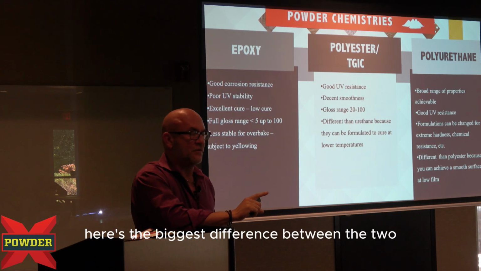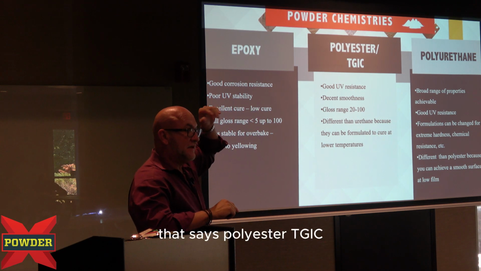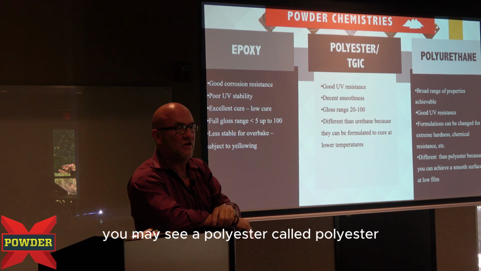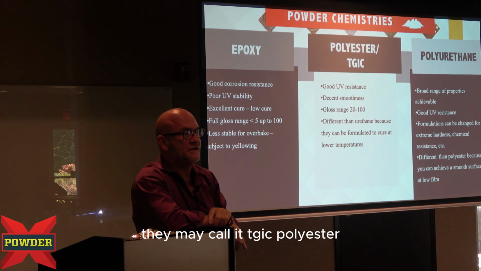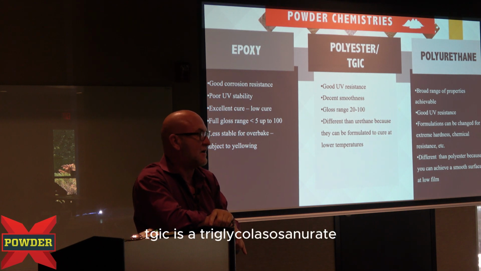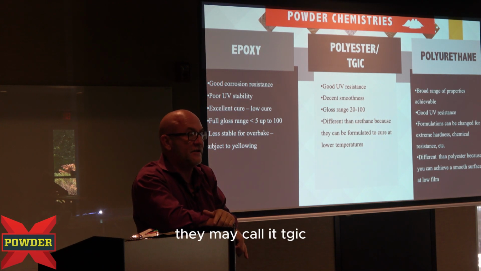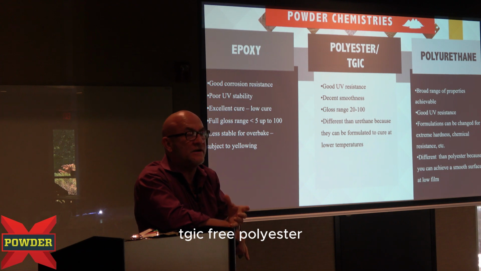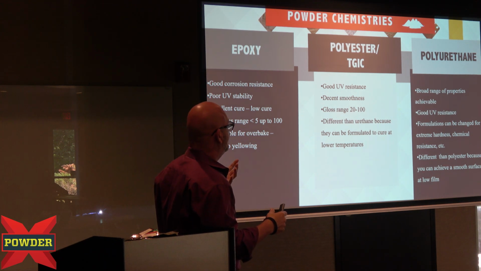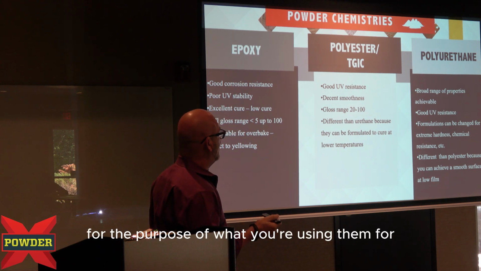Here's the biggest difference between the two. Now, let me back this up. That says polyester TGIC. The reason I put that there is you may see a polyester called polyester. They may call it TGIC polyester. They may just call it TGIC. TGIC is a triglycidyl isocyanurate. It's just a chemical that's in some polyesters. They may call it TGIC-free polyester, but they are all basically the same thing for the purpose of what you're using them for.